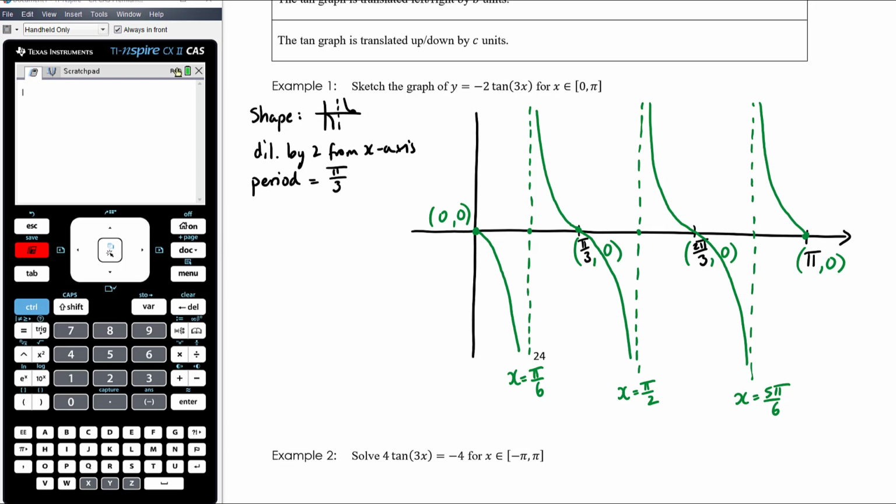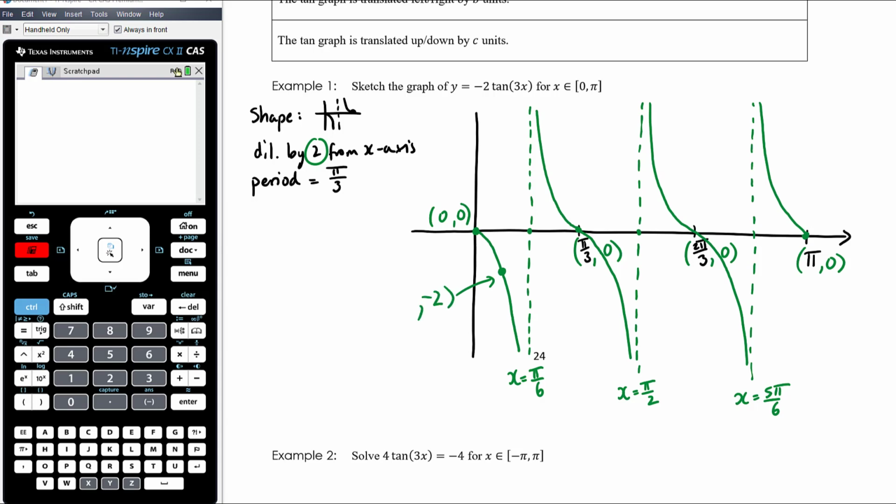Now let's just mark that one key point on. I'm just going to do it in the first period. So it should be a quarter of the way along the period. And in this case, the y-coordinate of that point will be negative 2. It's been reflected in the x-axis, which has made the y-coordinate negative, and stretched away from the x-axis by a factor of 2. So the y-coordinate of this point is negative 2.